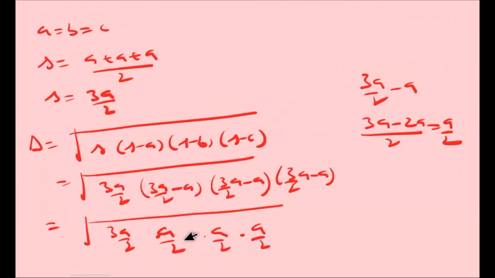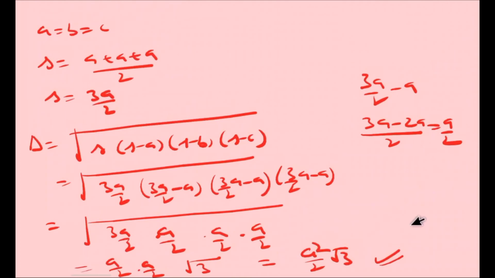How many times a by 2? A by 2, 4 times. So a by 2 into a by 2, this pair comes outside the root, and under root 3. So we are getting here a square by 4 into root 3. Okay, using this formula we can find directly the area of the triangle. That is the formula for equilateral triangle.